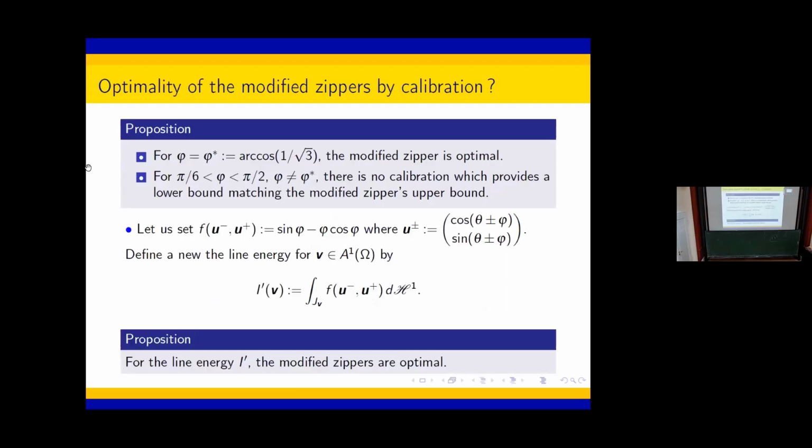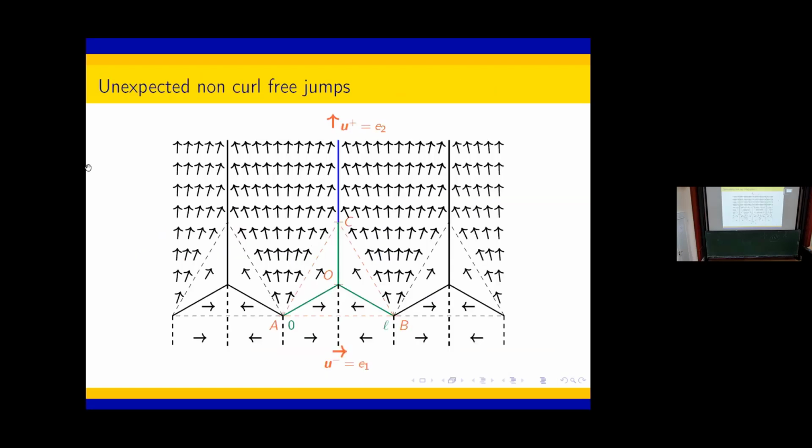Okay, so this is what I just said. But we have another situation, which is very surprising, where we discovered that we can have non-curl-free jumps. So non-curl-free here: at the limit, I have a vertical field at plus infinity, and at minus infinity I have a horizontal vector field.